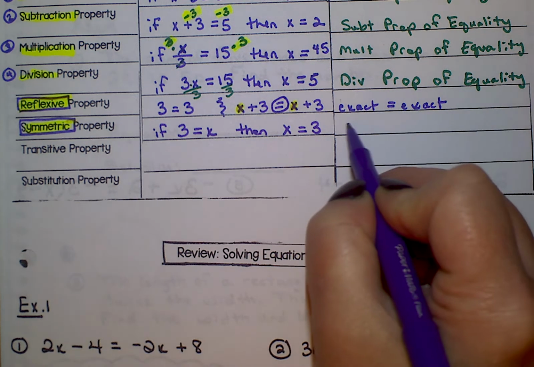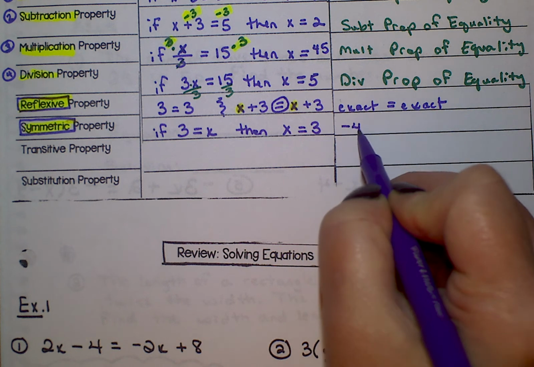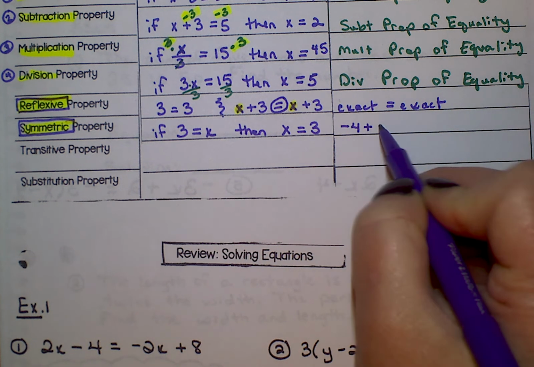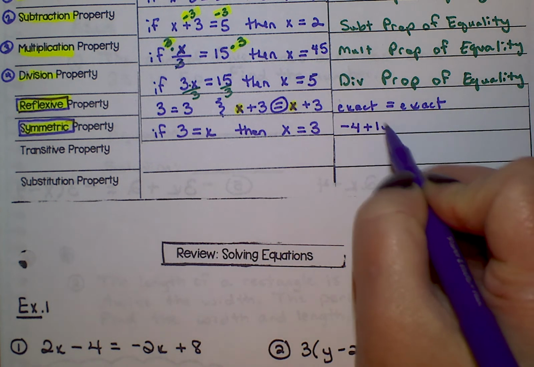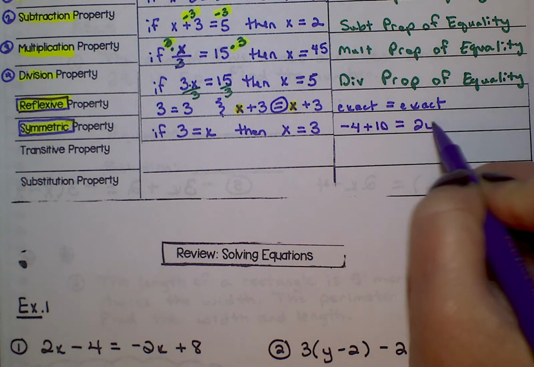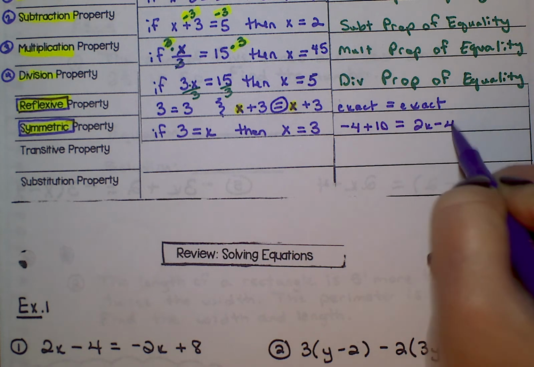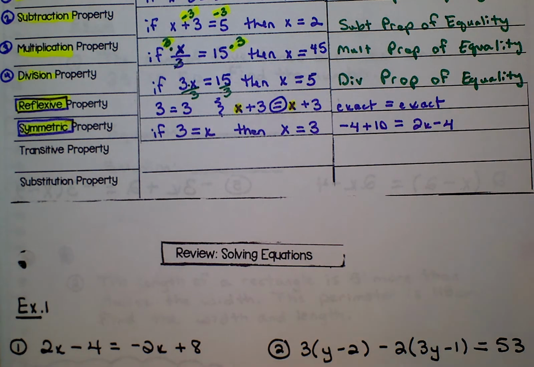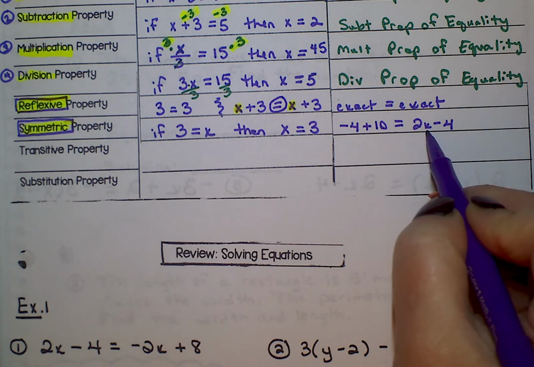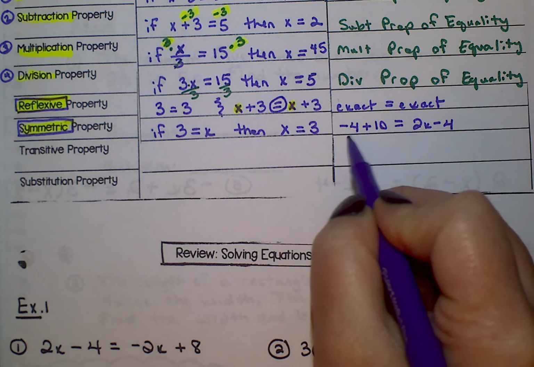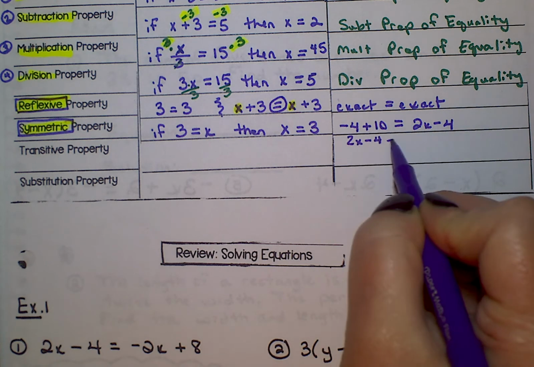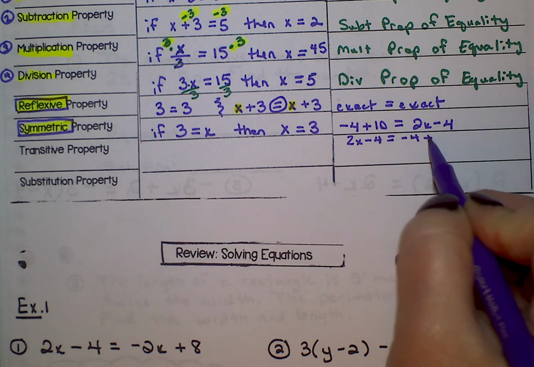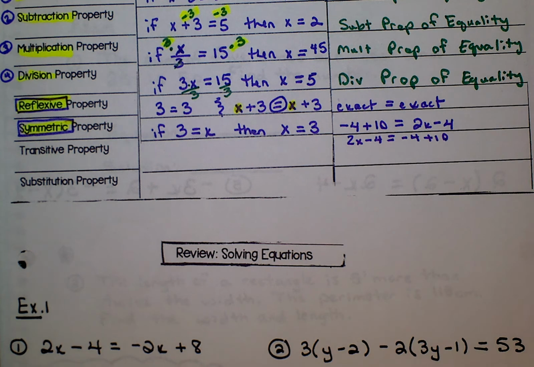So if you were to have, we'll say -4 plus, we'll say 10 is equal to 2x minus 4. Okay, you could turn that whole problem around if you didn't want the x to be on this side. So you could turn it around and put 2x minus 4 equals -4 plus 10. So it's okay to turn things around with equality. You don't change the signs, you just turn the problem completely around.